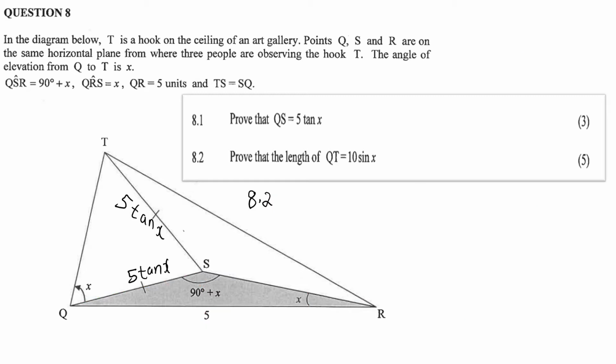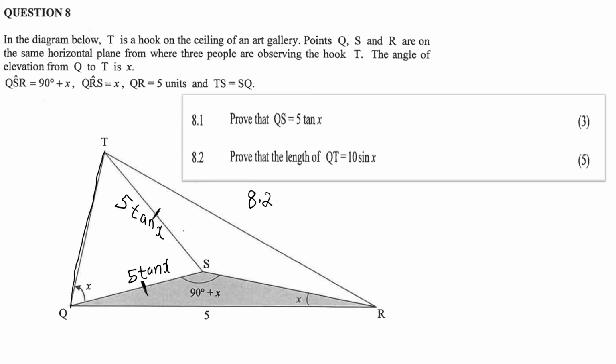8.2, they want us to prove that the length of QT is going to be 10 sine X. QT is this one here. Let's look at our diagram. Is there an angle facing QT? We don't have an angle there, but we can calculate it because we are given that this side is equal to this side.